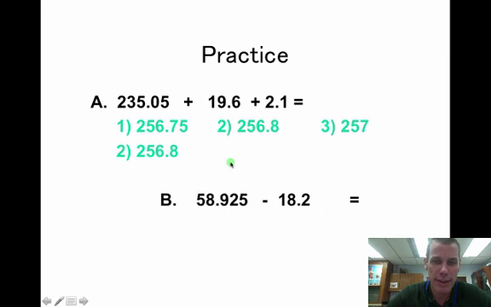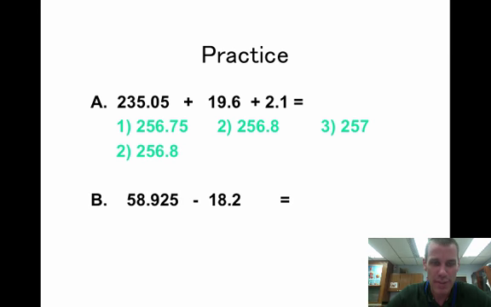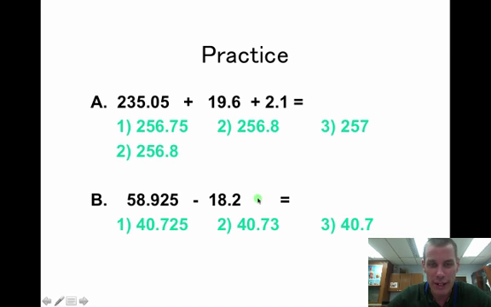256.8. Alright, this one, 58.925, subtract 18.2, you type it in the calculator and you're going to get 40.725. And the difference is this 0.025 here at the end. You're subtracting an unknown quantity from 0.025, and when you subtract an unknown quantity, you can't assume to have the same number. So I can keep the 4, the 0, and the 7. This 2 and this 5 have to go. So the 2 rounds down, and I get 40.7.